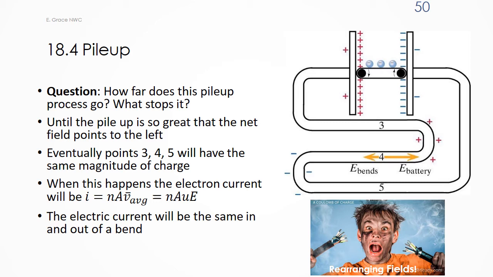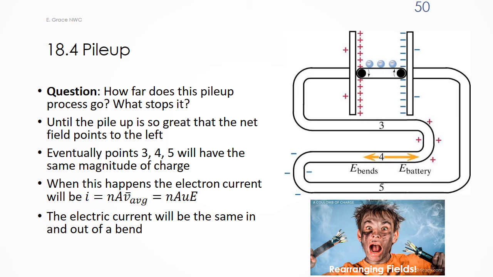How far does this pile-up process go? When does it stop? Well, we have addressed ideas like this before with capacitors. Eventually, the pile-up is so great that the net field will point to the left, and points 3, 4, and 5 will have the same magnitude of charge. And when this happens, we've got our steady state current, where the electron current is equal to nAv average, which is equal to nAuE. And so the electric current will eventually become the same in and out of the bend. So pile-up stops as soon as it reaches steady state.